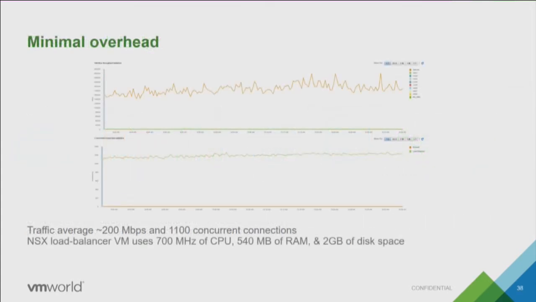We're able to do the per application load balancing because of the low overhead of NSX ESGs. I don't know if you can read the numbers, they're really small, but there's a traffic average of about 200 megabits per second and 1,100 concurrent connections. And it's only using 700 megahertz of CPU, 540 megabytes of RAM, and 2 gigs of disk space. So that's pretty impressive. And again, that's the large-sized ESG.